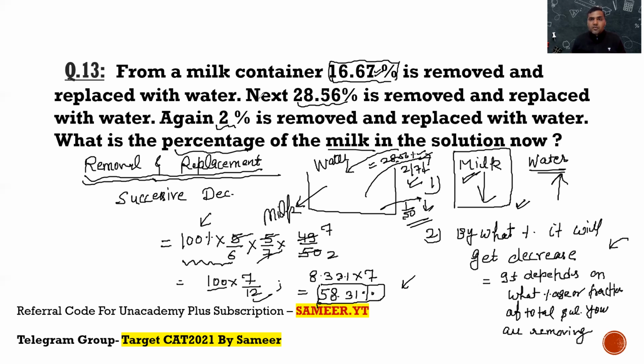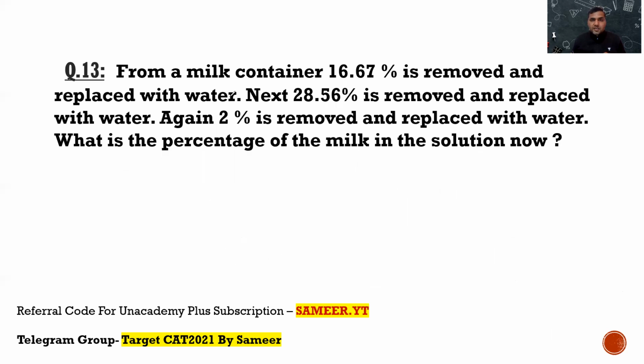Let me give you one more example on this. Let's say in case of 16.67% here, you're removing 6.67% of the solution. And then in the second case, I'm removing, let's say, 20% of the solution. And in the third case, let's say I'm removing 25% of the solution, right? And then finally tell me what's the percentage of milk in the solution.